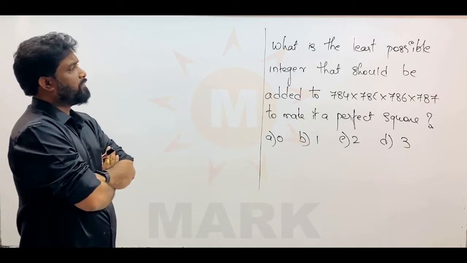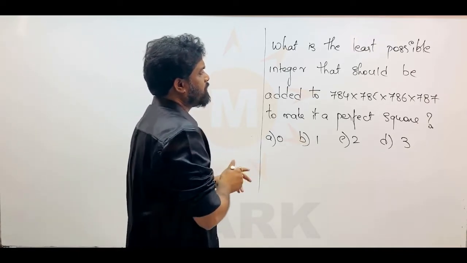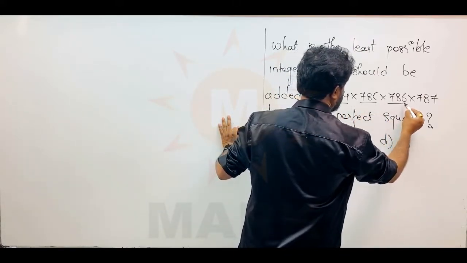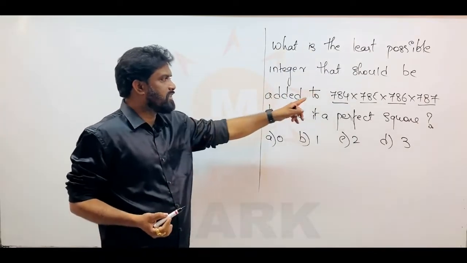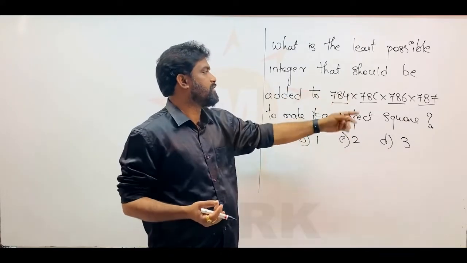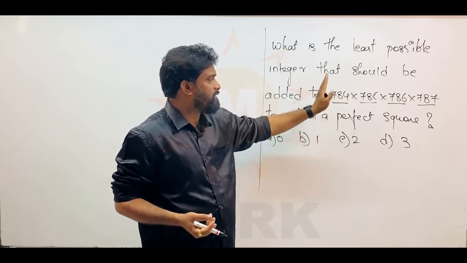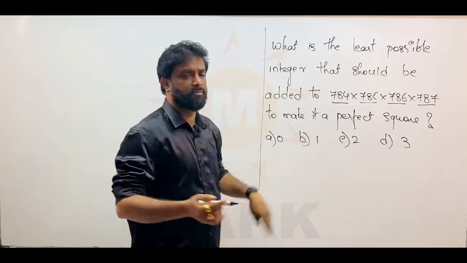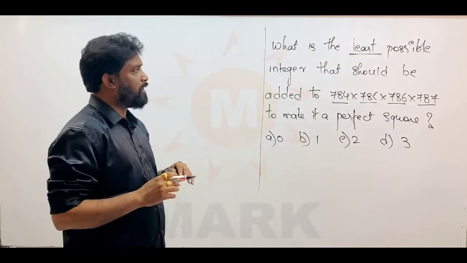Friends, let us have a look at this question. What is the least possible integer that should be added to 784 into 785 into 786 into 787 to make it a perfect square? Obviously, these are 4 consecutive natural numbers. So 4 consecutive natural numbers are given, 784, 785, 786, 787, their product. What is the least possible number that should be added?